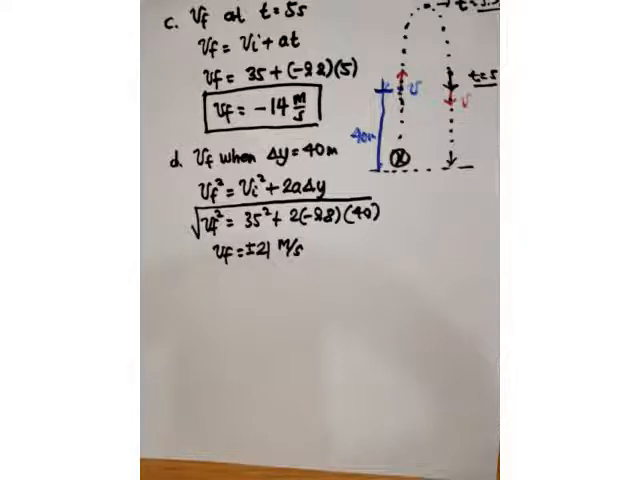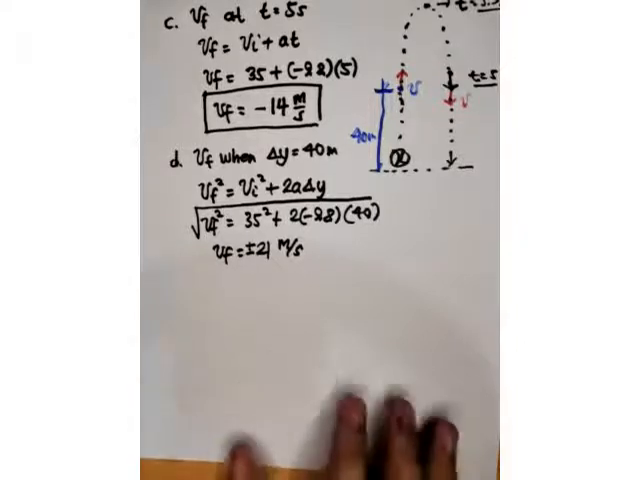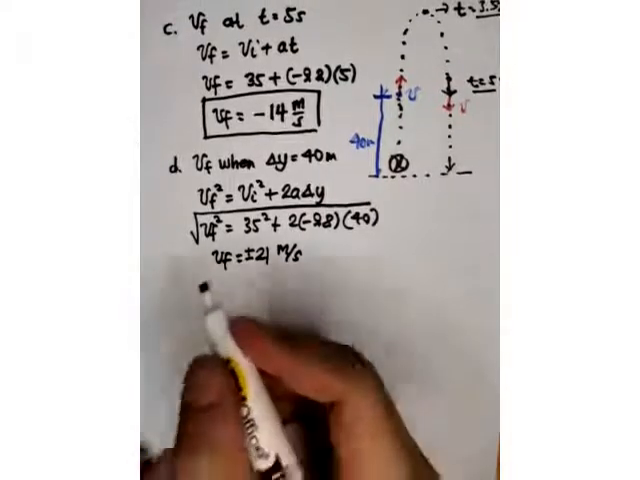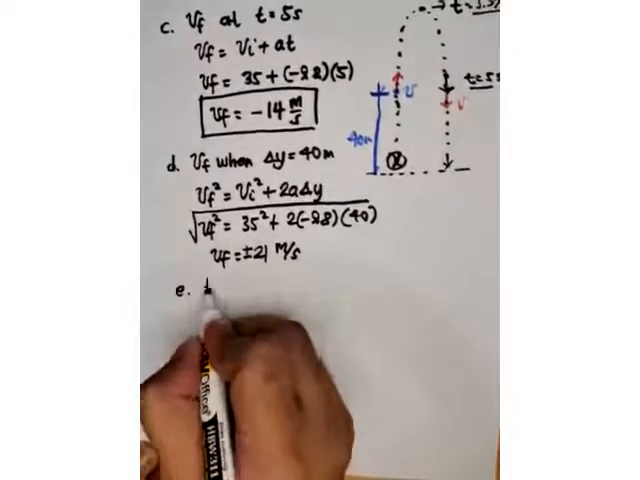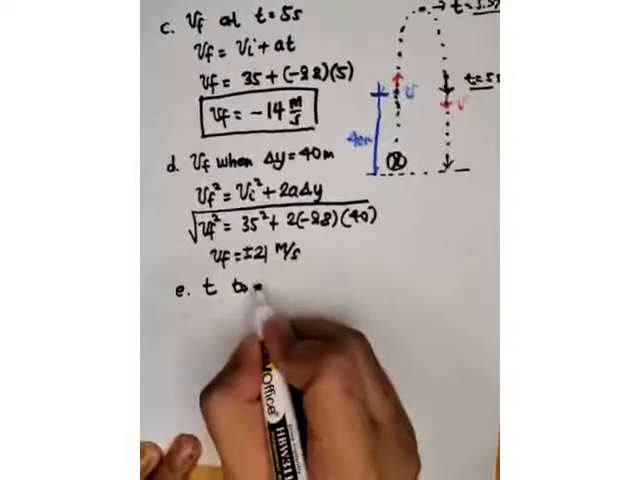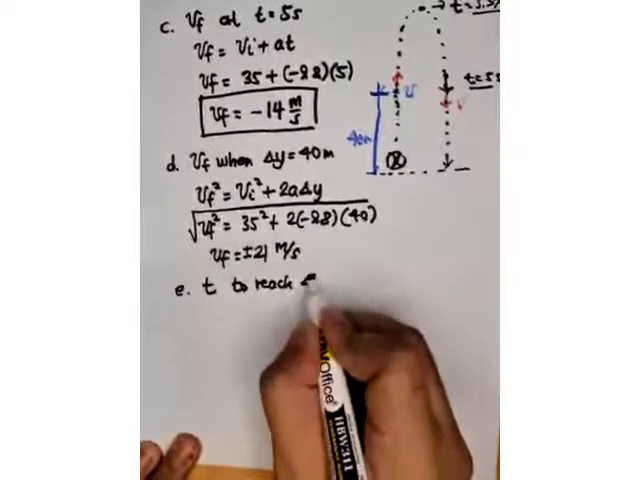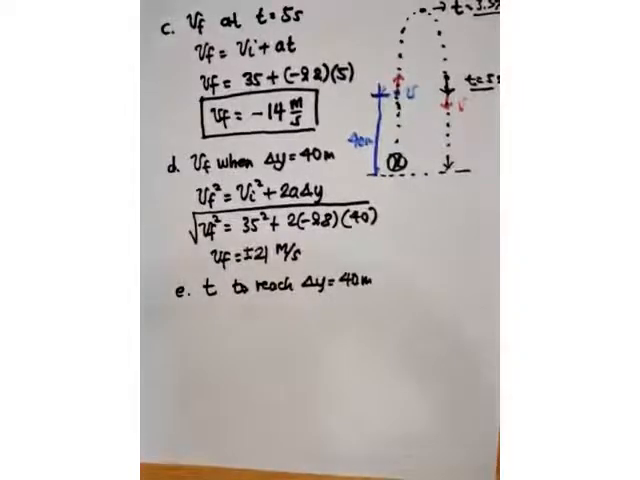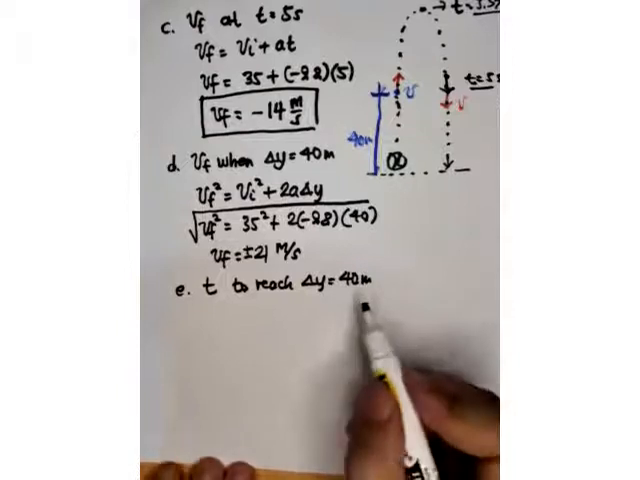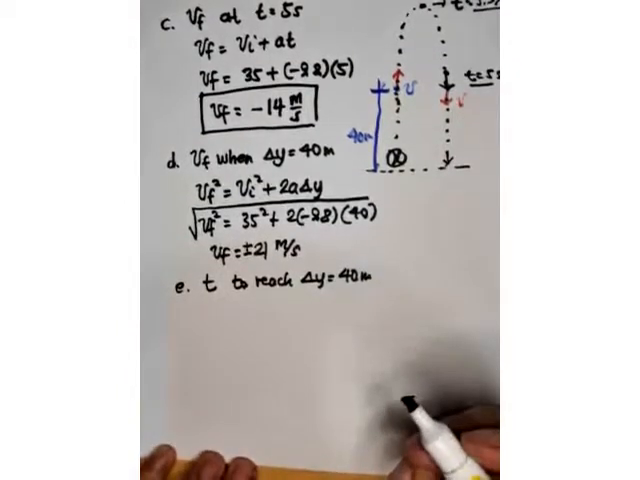Okay, sige. So, since we are in the subject of that, dadagdagan ko to further explain kung ano yung nangyari. So, yung E, ano yung time to reach? Delta y is equal to 40 meters. Ayan. So, yung time naman, para ma-reach na yung 40 meters. Okay, time to reach.